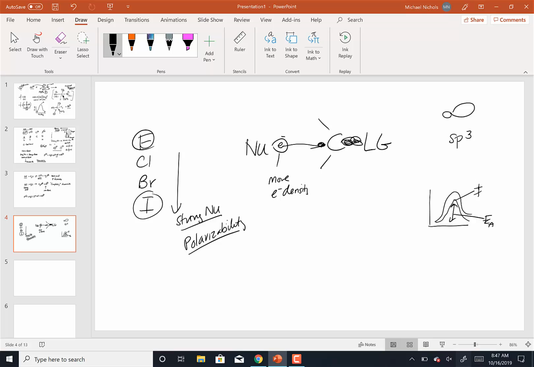So vertical, it's polarizability. Horizontal, it's basicity. And that's how we tell whether something is a strong nucleophile, and whether it's stronger, by using those 3 rules: negative charge, horizontal basicity, vertical polarizability.